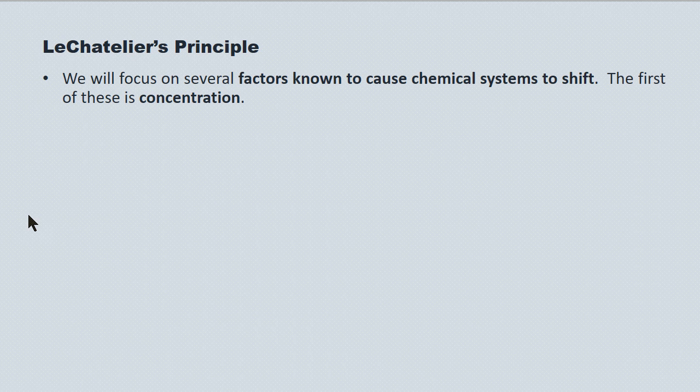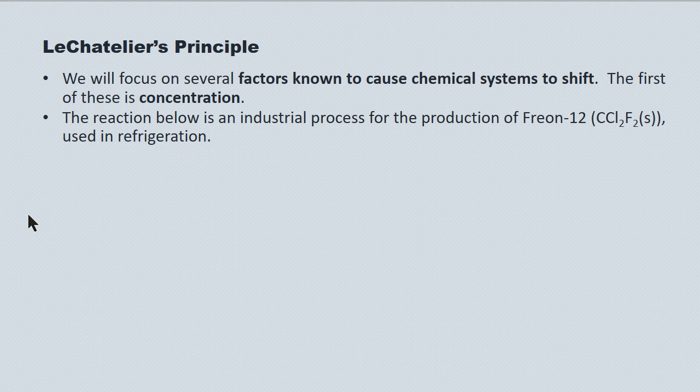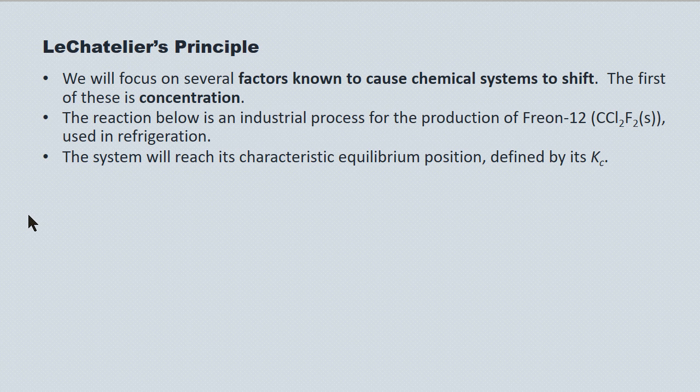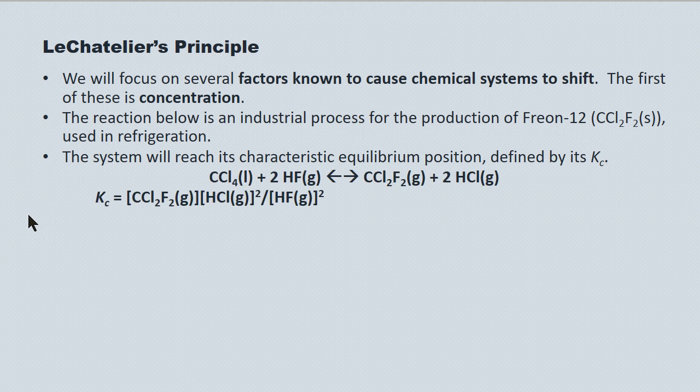In this course, we'll focus on several factors known to cause chemical systems to shift. The first of these is concentration. The reaction below is an industrial process for the production of freon, which is a refrigerant, and the system will reach its characteristic equilibrium position defined by its Kc. So here's the reaction, and here's its Kc. And you'll notice that the liquid phase tetrachloromethane is not included in the Kc because it's got a constant concentration.